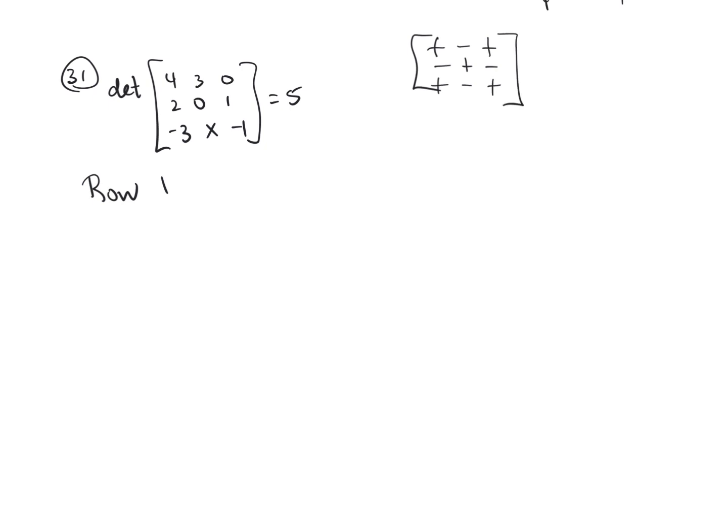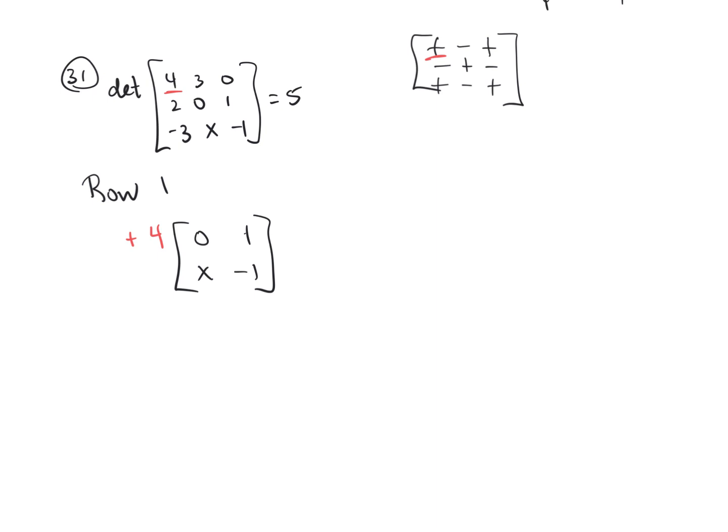Okay, so first I'm going to use the 4 element, and with that 4 element I will have a positive. I know you don't have to write the positive, I just always write the sign from the sign matrix for habit. And 4 is in row 1, column 1, so I'm going to have 0, 1, x, negative 1 as my minor matrix.